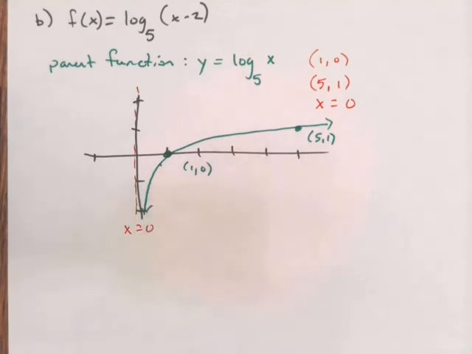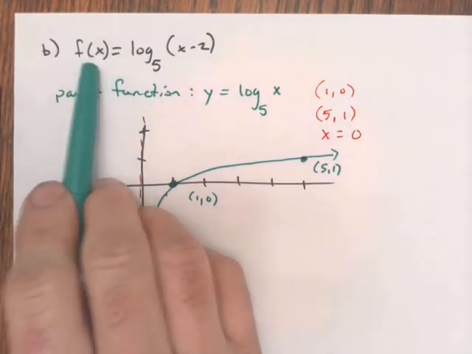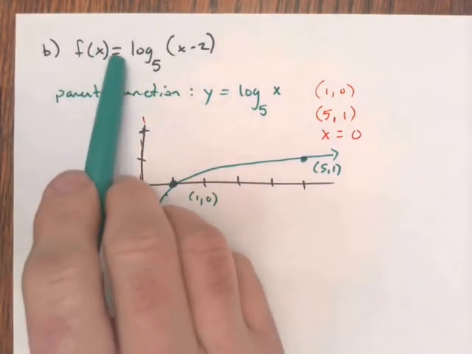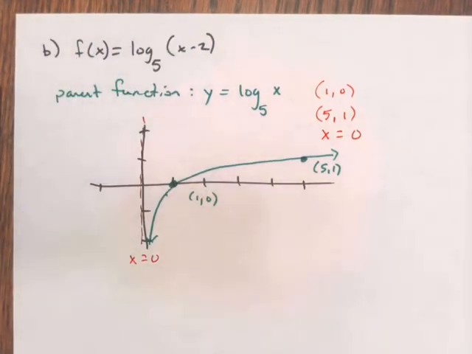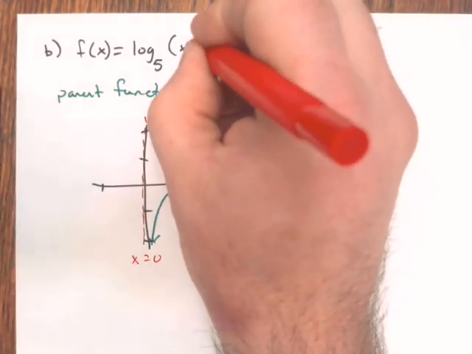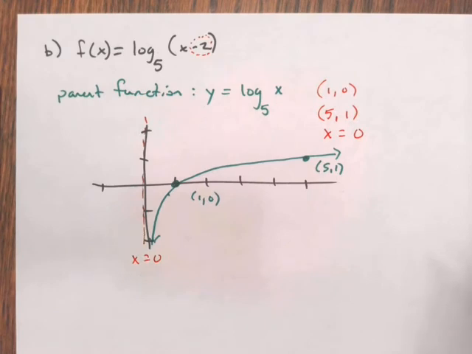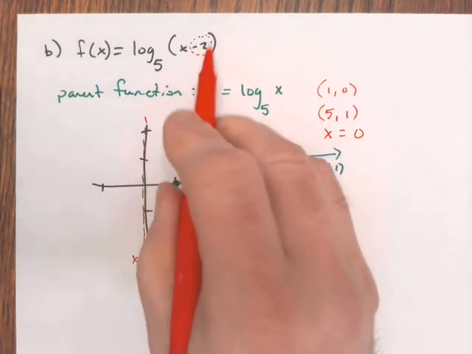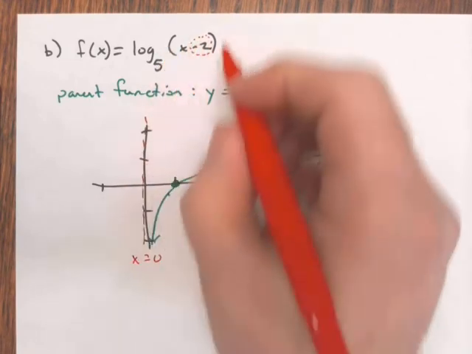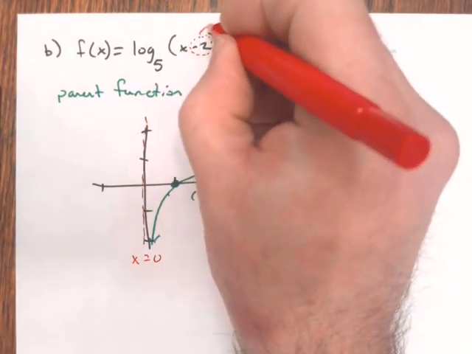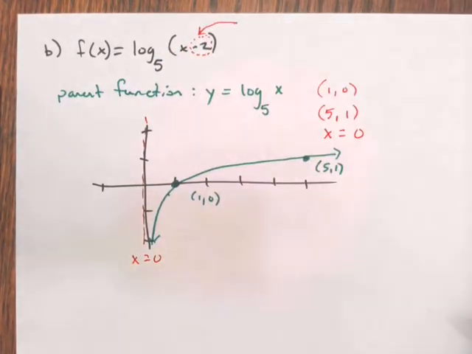Last part of the directions, we need to use that graph to graph f of x is equal to log base 5 of x minus 2. The x minus 2 that's here, any addition or subtraction is going to be a translation in our graph and move the graph up or down or left or right. Here the subtraction is in grouping symbols, so this is horizontal shift. That will slide our graph either to the right or to the left.